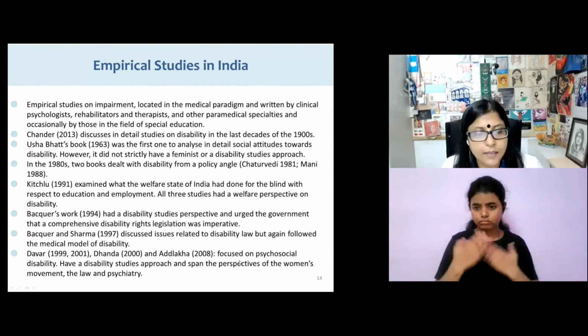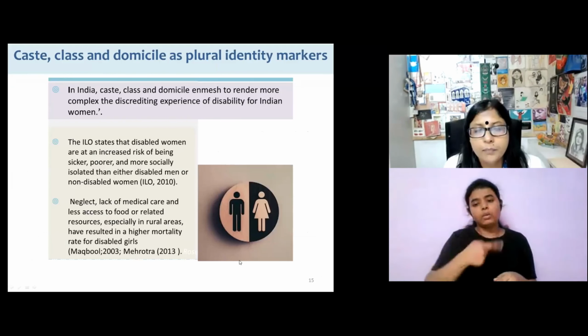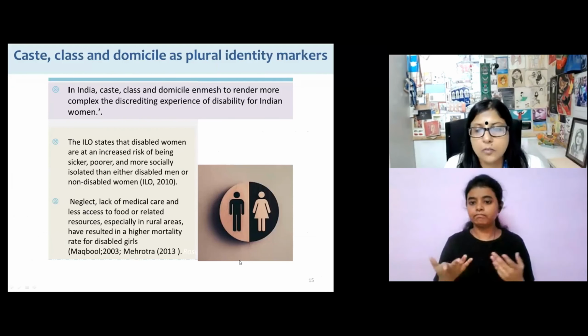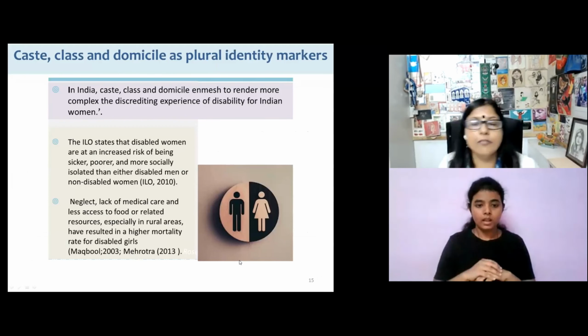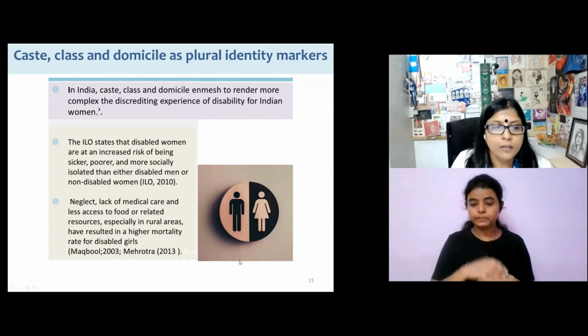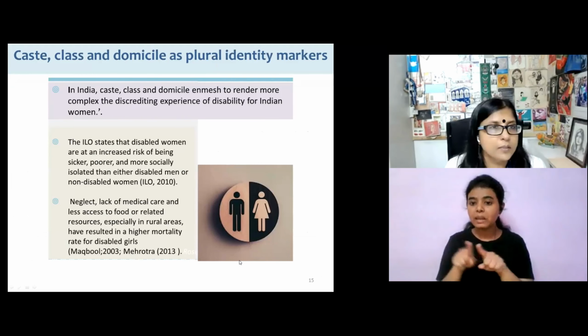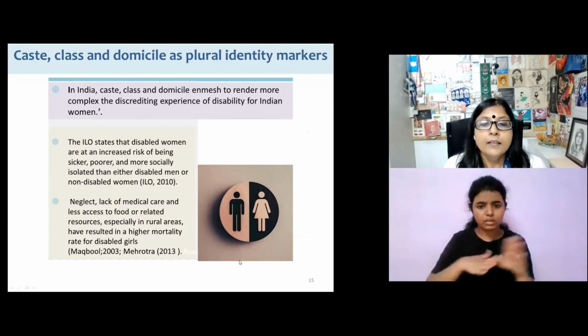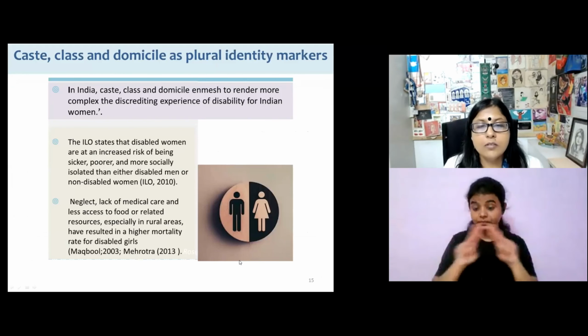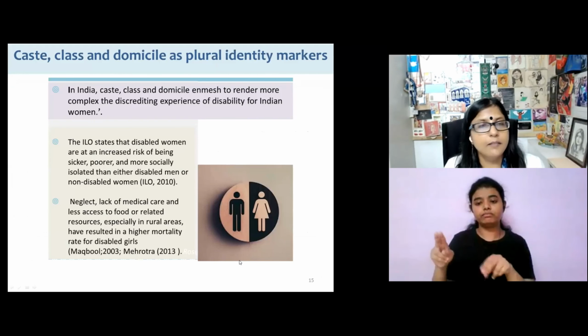Okay, now in India, we know plural identity markers like class, caste, domicile, etc., enmesh to render more complex the discrediting experience of disability for disabled women, for Indian women, and disability is additional to their marginalized gender position, say several reports by many different organizations and NGOs. The International Labour Organization also states that disabled women are at an additional and increased risk of being sicker, poorer, and more socially isolated than either disabled men or non-disabled women.